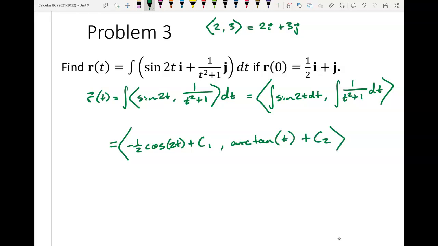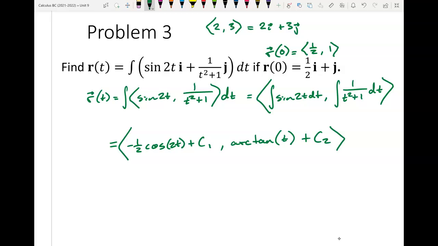Okay, so that is what our vector r of t is in our general form. Now we want a particular solution, so we're going to use the initial condition that we have up here. I'll write that in component form as well. So that's 1/2, comma, 1.